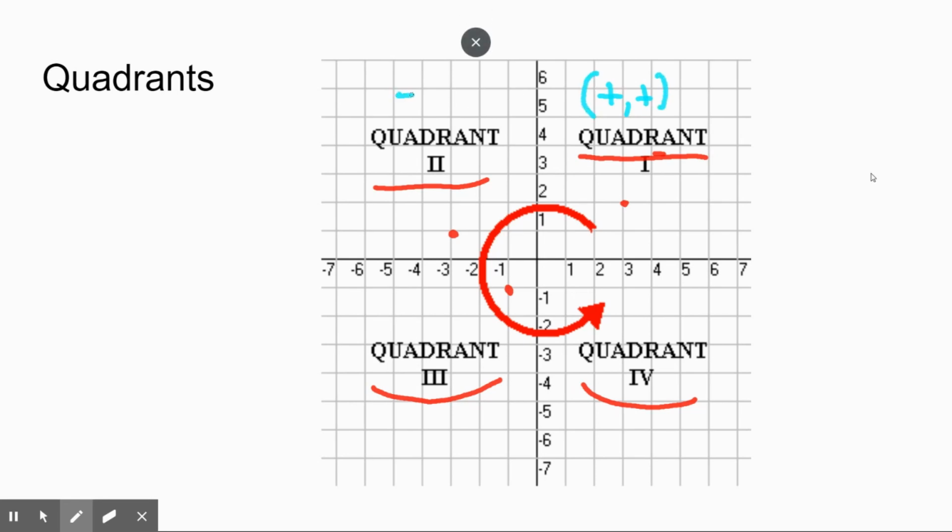In quadrant 2, the x values are going to be negative, and the y values are going to be positive. Quadrant 3, everything's negative. And quadrant 4 is kind of the reverse of quadrant 2, in that x is positive and y is going to be negative. That's all that we really need to know about quadrants for right now.